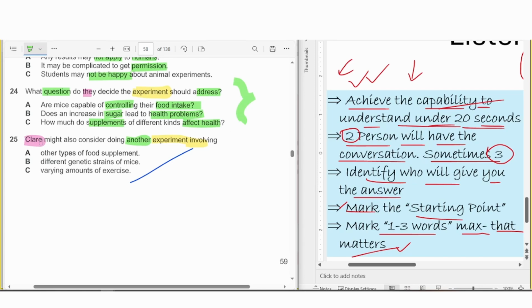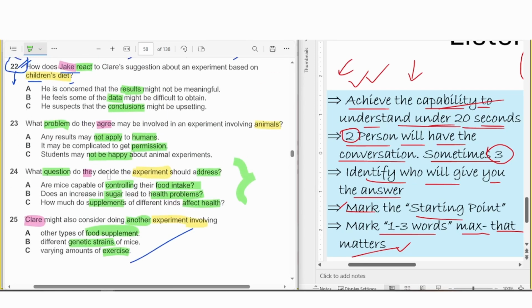So Clary, you are listening to Clary most carefully here. Okay, other types of food supplements. So is it about the food supplement? So what will be her another experiment? Will it be about the food supplement? Will it be about genetic strains? Will it be about the exercise? What will it be about? Will it be about the food supplement, or genetic strains, or the exercise?